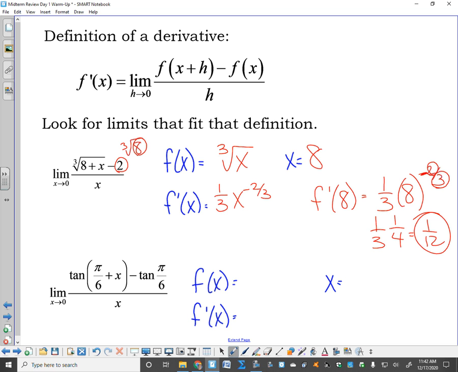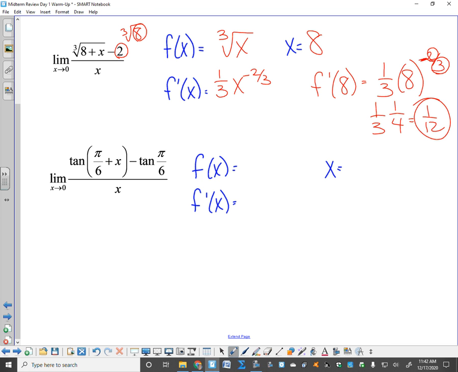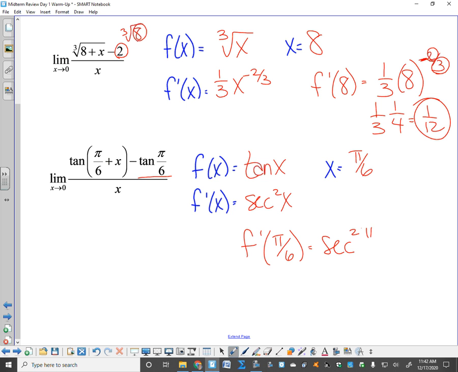I think the bottom one is much easier to see that it falls into that definition because it still has tangent of pi over 6. So my function is tangent, my derivative is secant squared, and my x is pi over 6. So now I just need to find secant squared of pi over 6. Pi over 6 is the little one, and that's ugly pretty. And secant is cosine flipped. And then I have to square it. So 4/3.